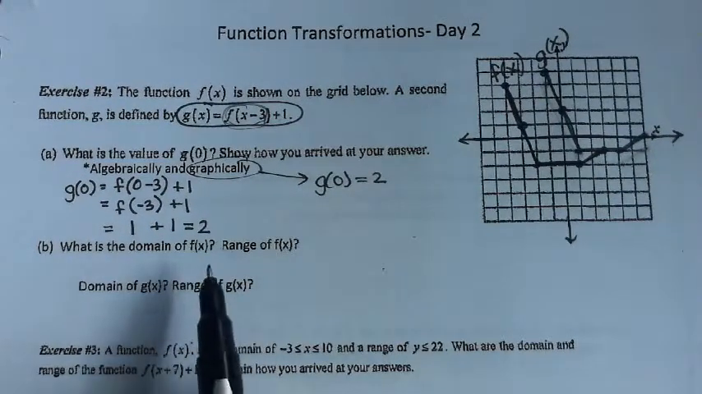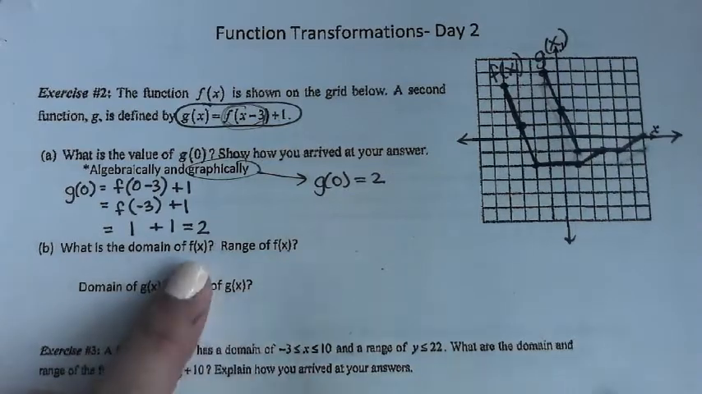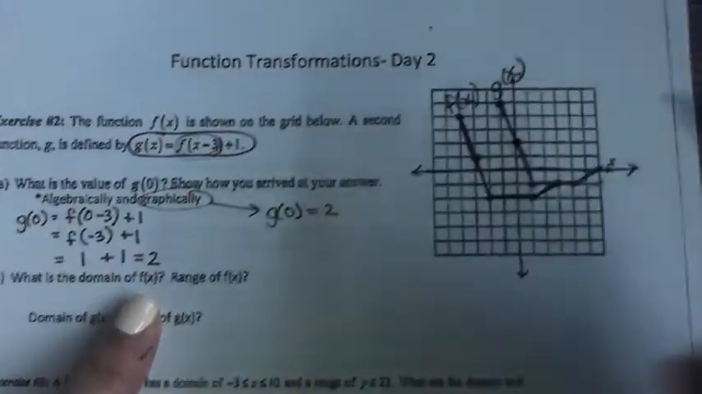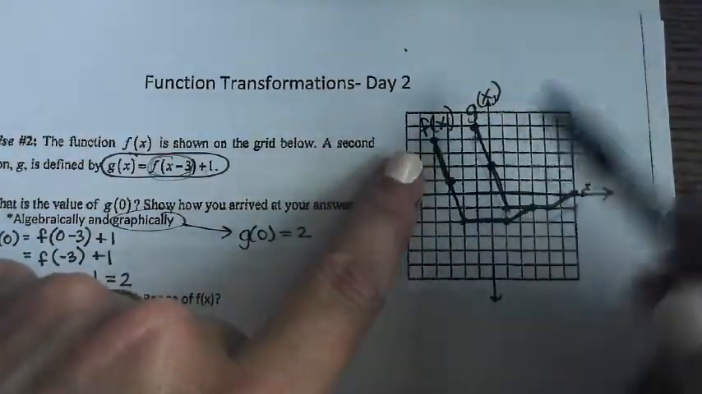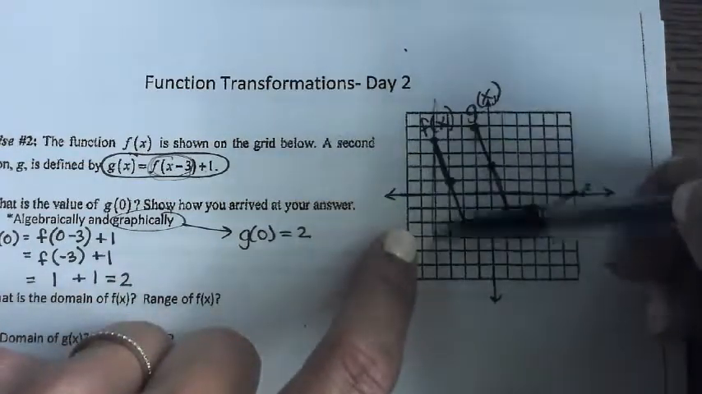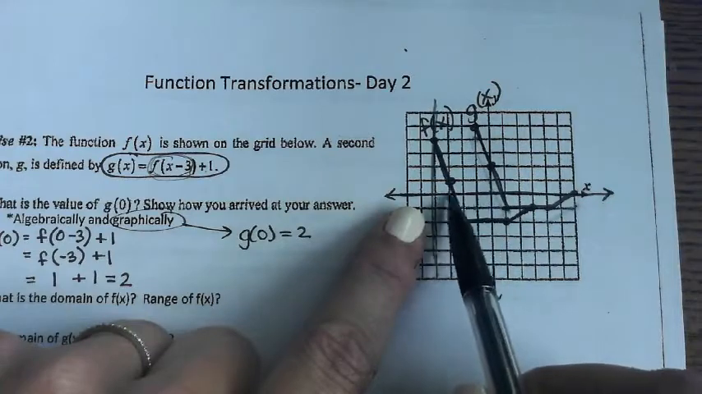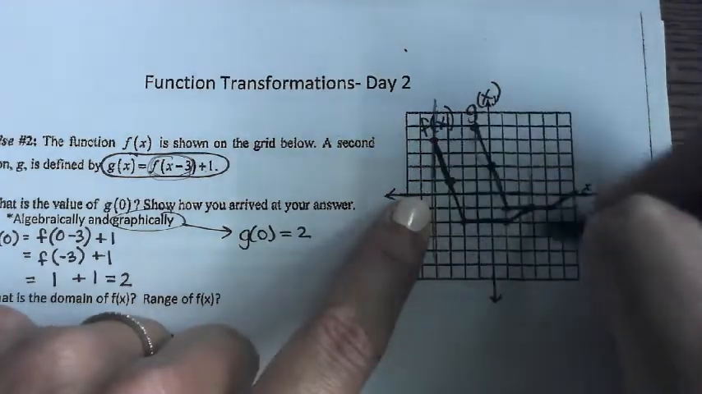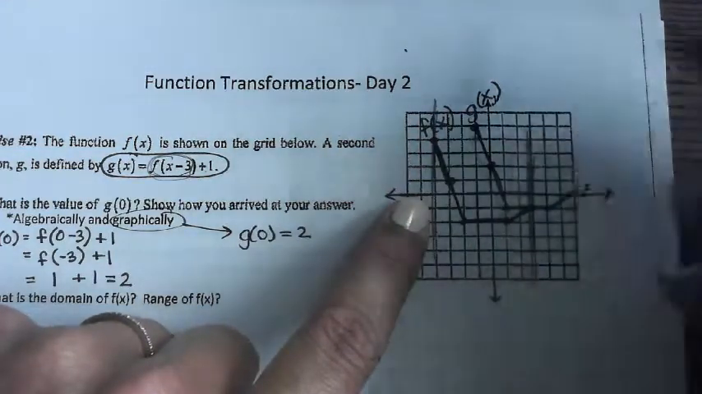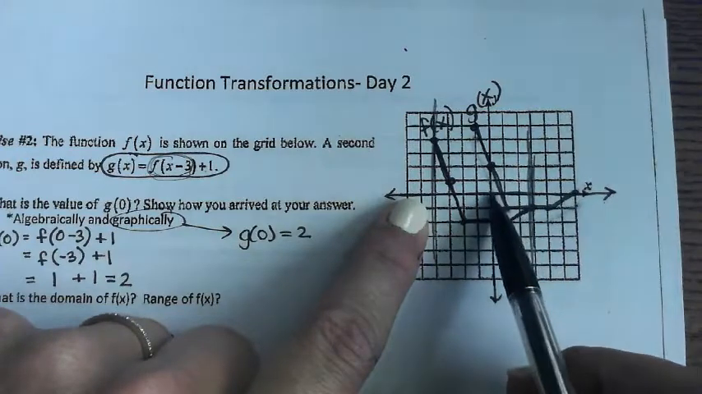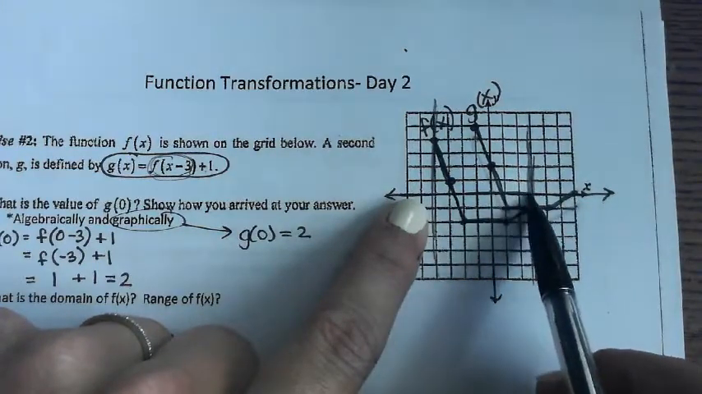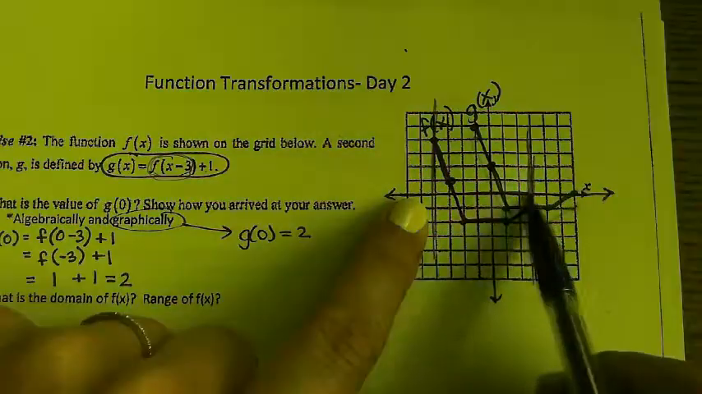Domain and range. Okay, so our domain of f of x, just again, domain is your x coordinate. So if I look at my f function, what's the lowest x coordinate I ever reach? -4 is correct. And the highest x coordinate I reach on the f function? 3. Is that right? So from -4 to 3.